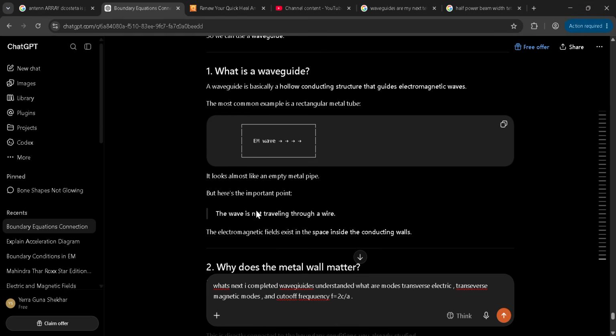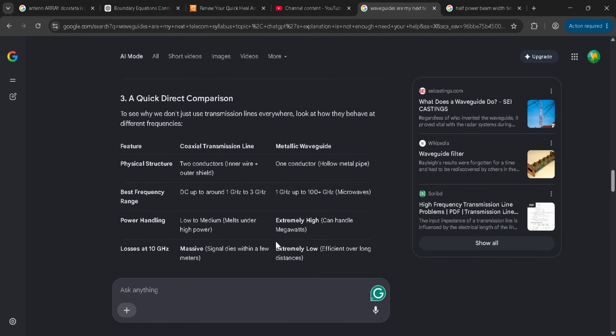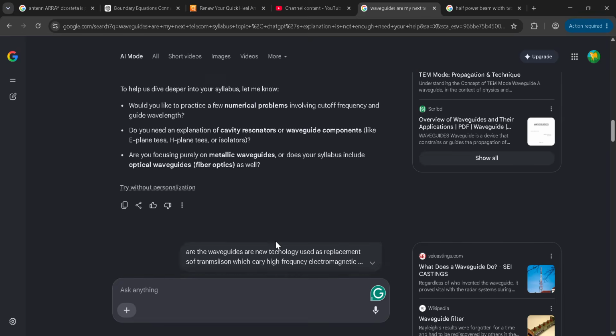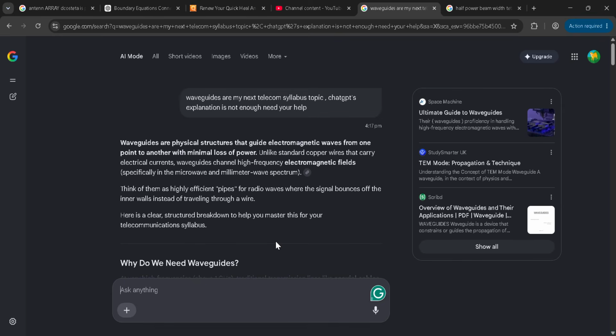So for waveguides, we will take the help of Google. We were experimenting with Google, waveguides, and ChatGPT explanation.